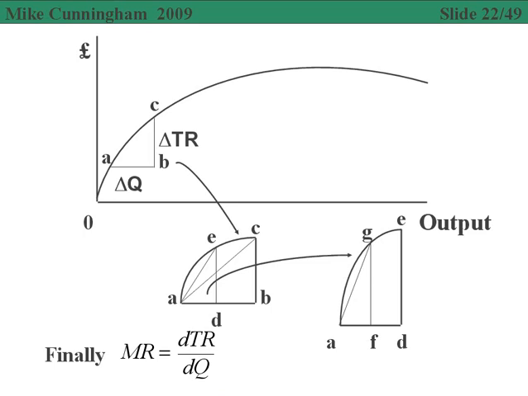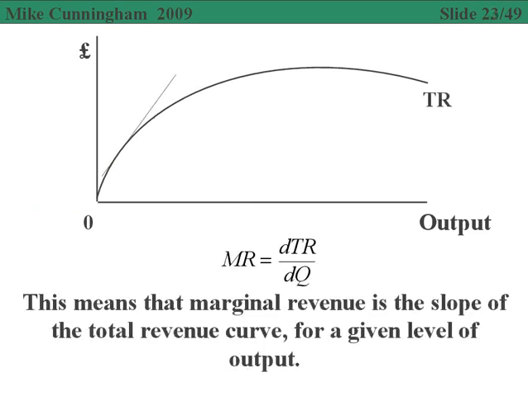If we take the change in quantity to be very, very small here, we're really talking about a tangent at the point. The marginal revenue is the slope of the total revenue curve for a given level of output. So if I just draw a tangent in here, that's what we're talking about. The slope of the tangent at that point is the marginal revenue.